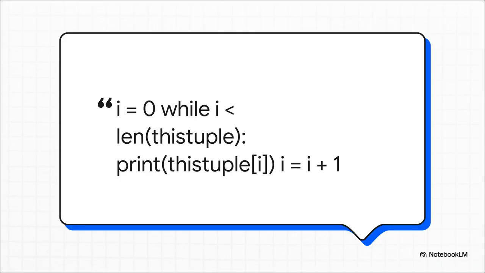First, you have to set up your own counter variable, i equals 0. Second, you set the condition, keep this loop going as long as i is less than the length of the tuple. And third, and this is so important, you have to remember to increase the counter yourself inside the loop with i equals i plus 1. If you forget that last little line, you'll get stuck in an infinite loop forever.